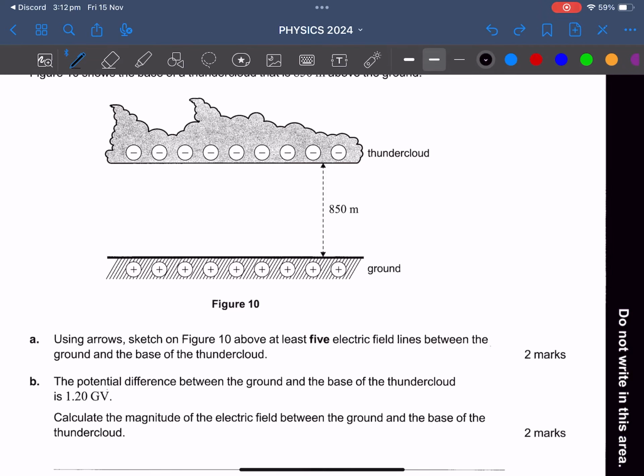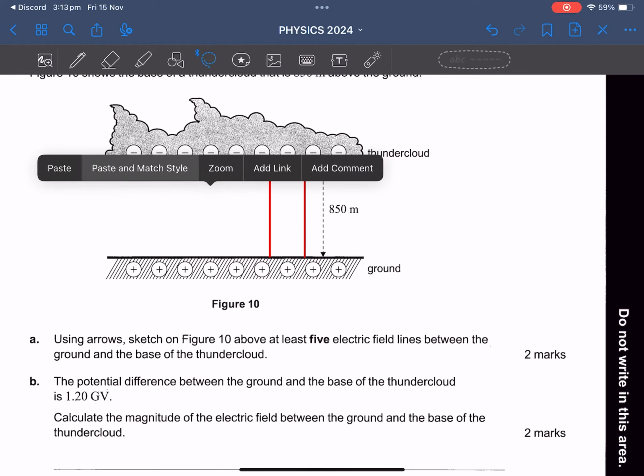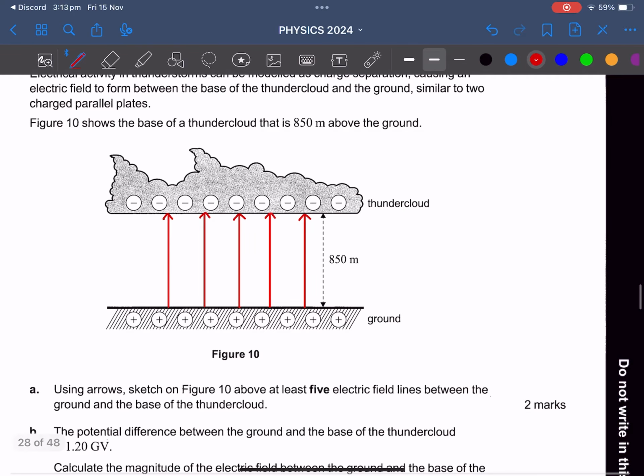So we have to sketch 5 field lines. Make sure that it's going from positive to negative, of course, like that. 1, that's 2. I'll just copy and paste, easier that way. 3, 4, and I'll draw one last one, and 5. So make sure that they are parallel as well.